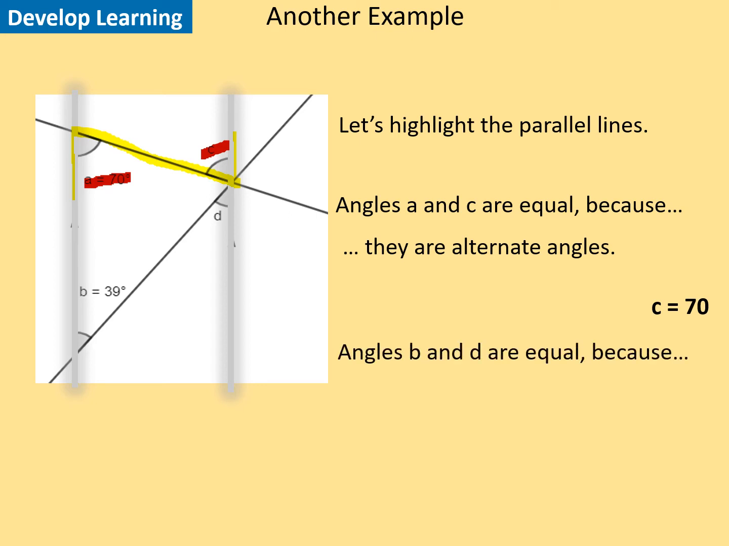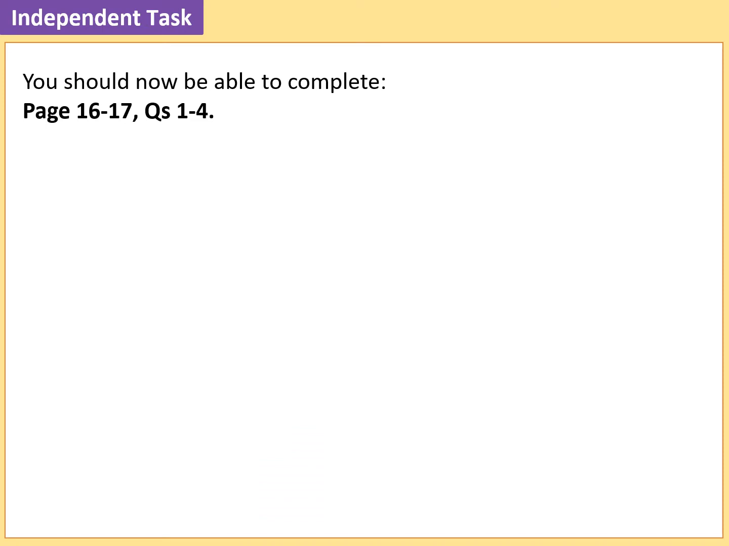We can also see that angles B and D are equal because they are alternate angles as well. Let's use a different highlighter. We can see the Z shape here, and we can see as well that they are both in the interior region on opposite sides of the transversal. So we can now say that D is equal to 39. You should now be able to complete page 16 to 17, questions 1 to 4. Please pause the video and take some time out to answer these questions.